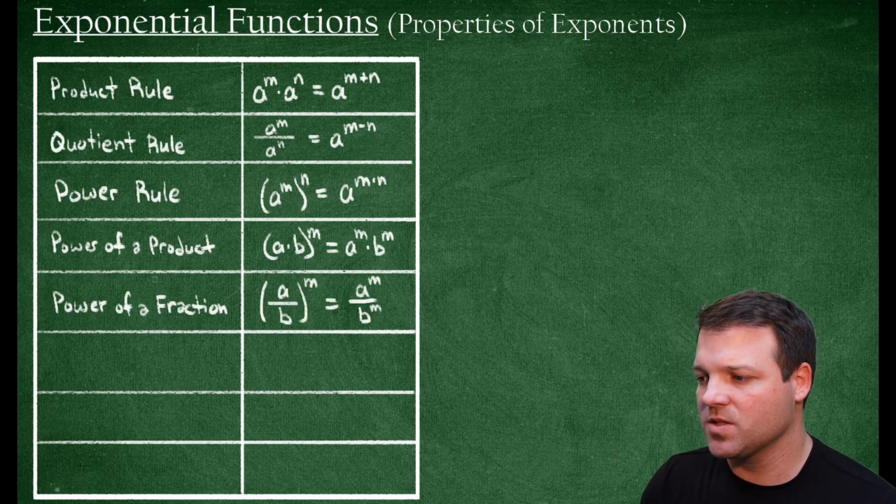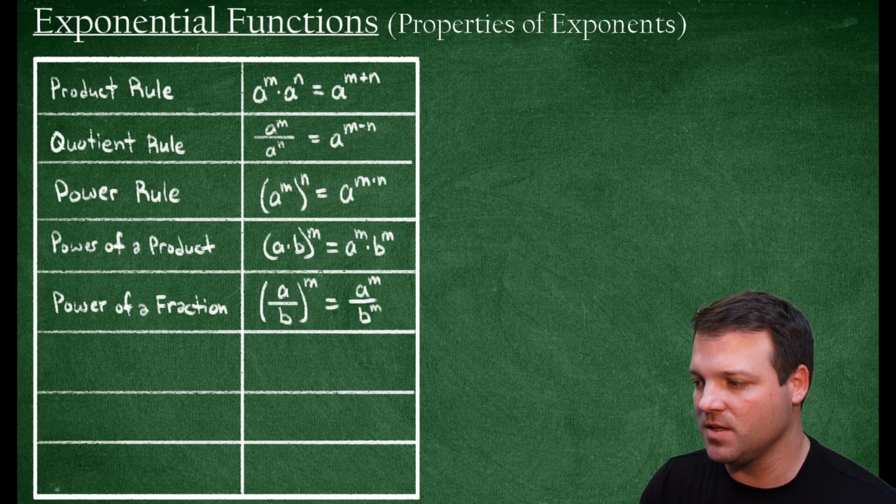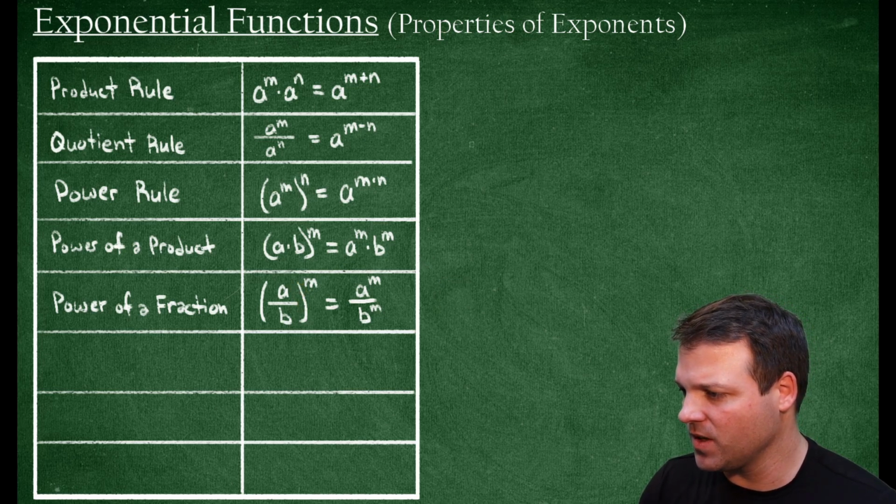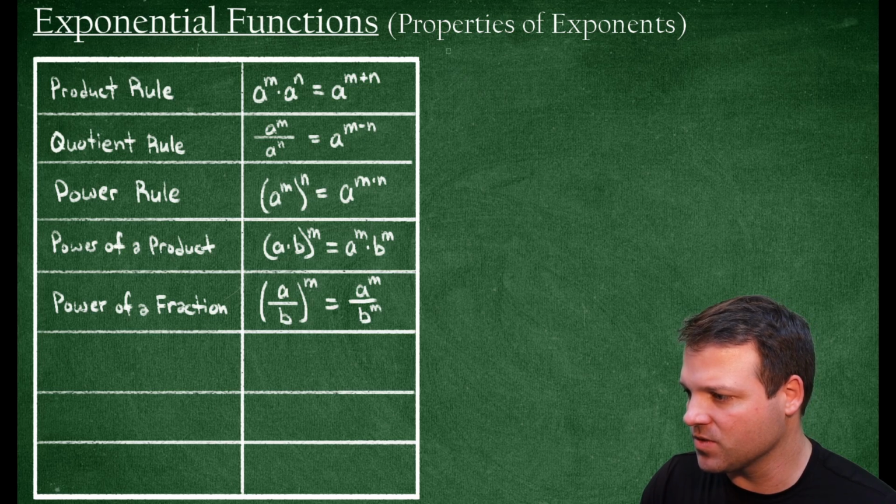Okay, so the next one is going to be the power of a fraction. If I have a over b all to the m power, then that is equivalent to a to the power of m divided by b to the power of m, essentially distributing the exponent. So let's go ahead and figure out a way that we can prove this one as well.